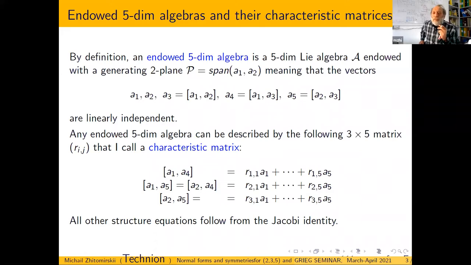Maybe I don't need it today, but since I mentioned this characteristic matrix, I should say that not arbitrary 3-by-5 matrices occur. The Jacobi identity is a certain obstacle. Not every 3-by-5 matrix is realized as a characteristic matrix of some endowed five-dimensional algebra.